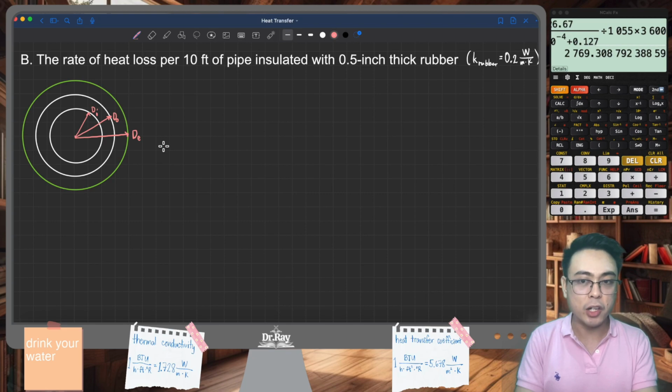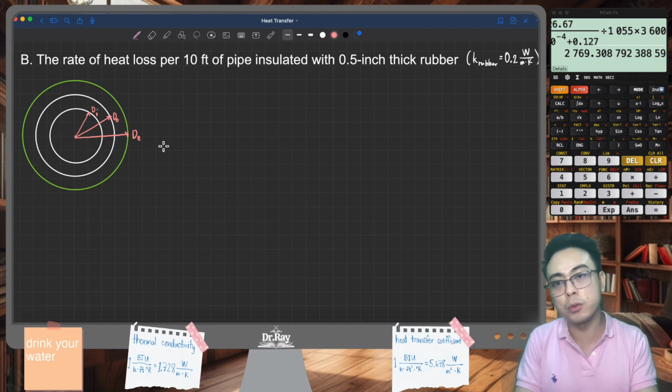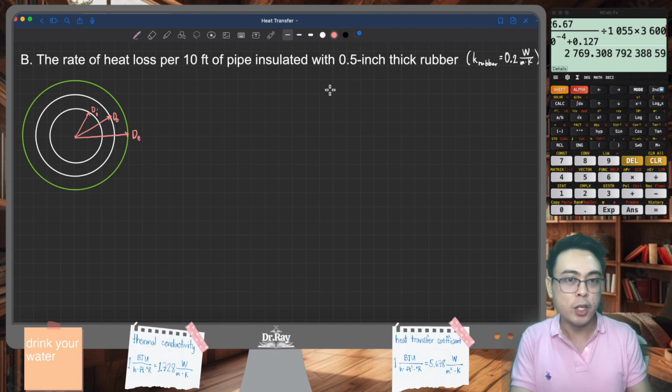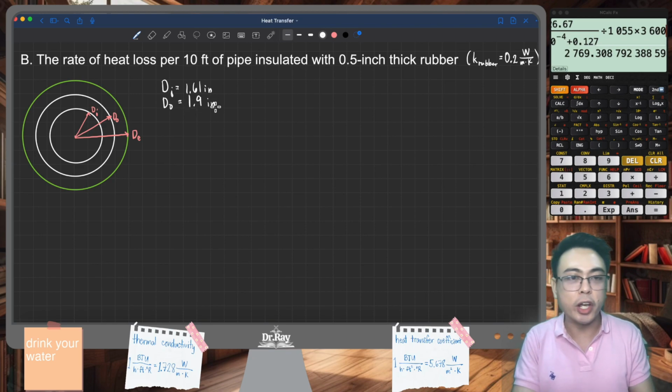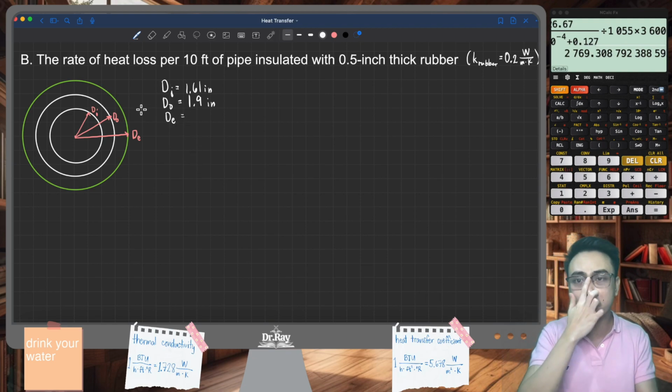How do we calculate that value? Now, this is arguably where most people would have it wrong, because you might be tempted to simply add 0.5 inches to the existing external diameter of the pipe. So let me carry over those values. The internal diameter of the pipe itself is 1.61 inches. The external diameter of the pipe is 1.9 inches. You cannot simply add 0.5 inches to 1.9 inches and call that your external diameter, because if you're considering diameters, you should add 2 times the thickness of your added material.